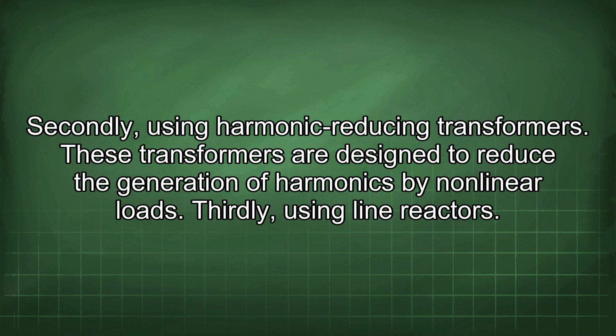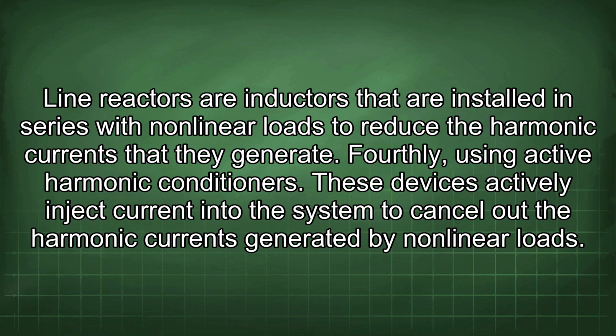These transformers are designed to reduce the generation of harmonics by nonlinear loads. Thirdly, using line reactors. Line reactors are inductors that are installed in series with nonlinear loads to reduce the harmonic currents that they generate. Fourthly, using active harmonic conditioners. These devices actively inject current into the system to cancel out the harmonic currents generated by nonlinear loads.